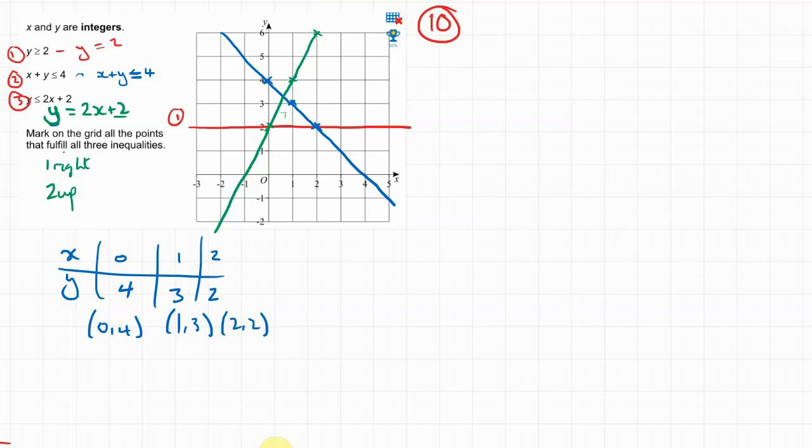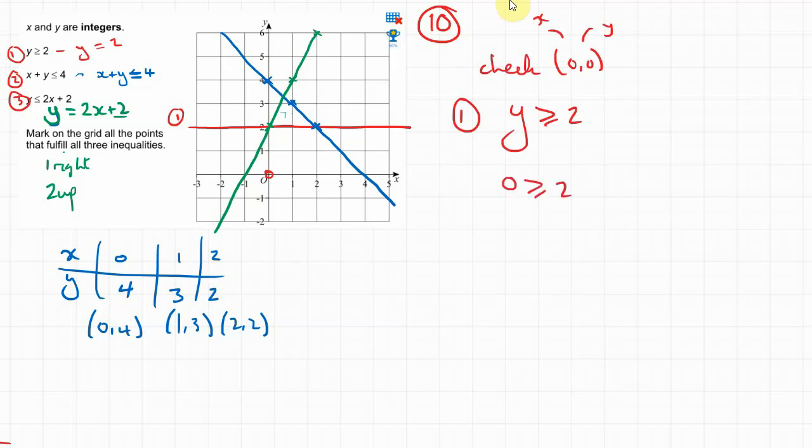So let's pick this coordinate. Let's check each line. So for the number 1 line, I'm going to check 0, 0 for all of them actually. I'm going to check number 1. So that's y is greater than or equal to 2. So my x is 0 and my y is 0. So is 0 greater than or equal to 2? No. So the side that I've checked my coordinate on is the side that this isn't working on.